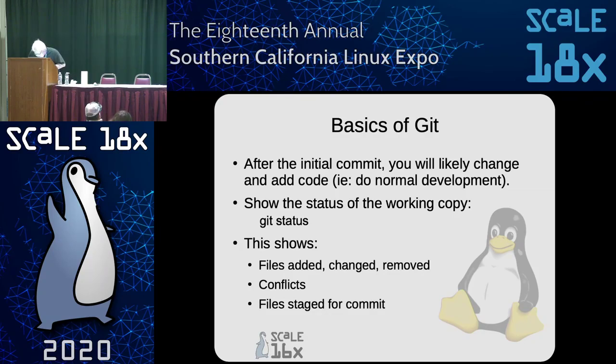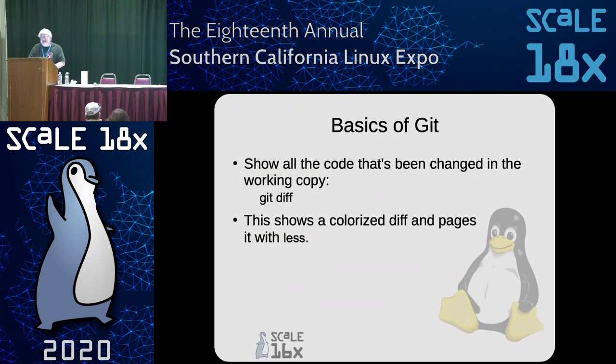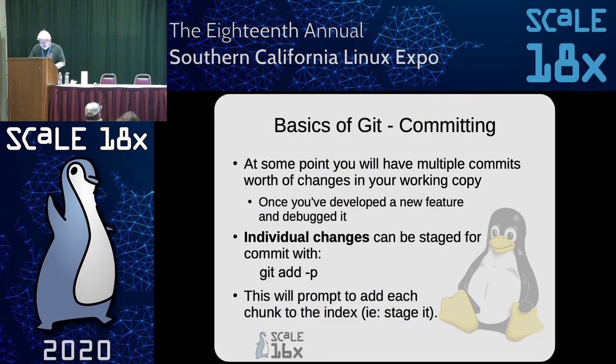After the initial commit, you'll probably change and add code, do normal development. At any time, you can show the status of the working directory using git status. It shows any files that you've added, changed, or removed. It shows any conflicts if they exist. And it also shows any files that are staged for commit. To show everything that's been changed in the working copy, do a git diff. This shows a colorized diff, and you can page it with less. It's really cool, really handy.